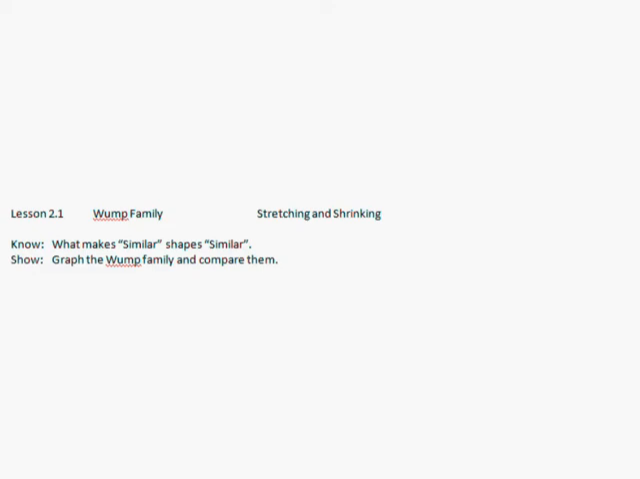Alright, this is lesson 2.1 of Stretching and Shrinking. This is a fun lesson, always a class favorite. We call it the WUMP family. So what we're going to look at is what makes similar shapes similar. So what makes a similar shape? To show that, we are going to graph the WUMP family and compare them.